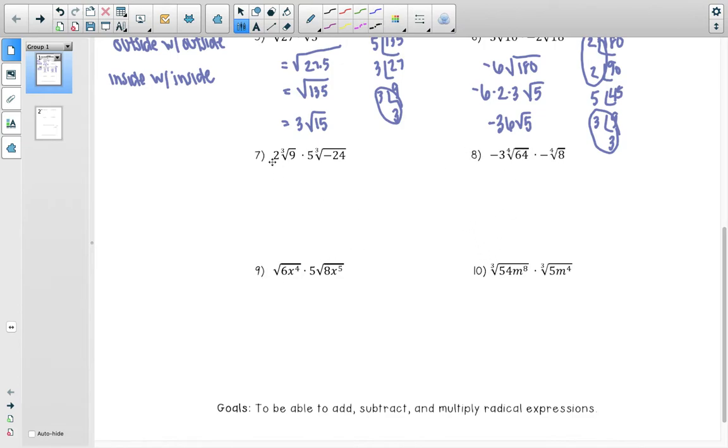Okay, so outside with outside, inside with inside. That gets you 10. Now this negative has to get kicked out. So I'm going to kick it out here now. And you're going to take 9 times 24. And we're going to notice that we're working with the cube root, so things change a little bit. And you get 216.